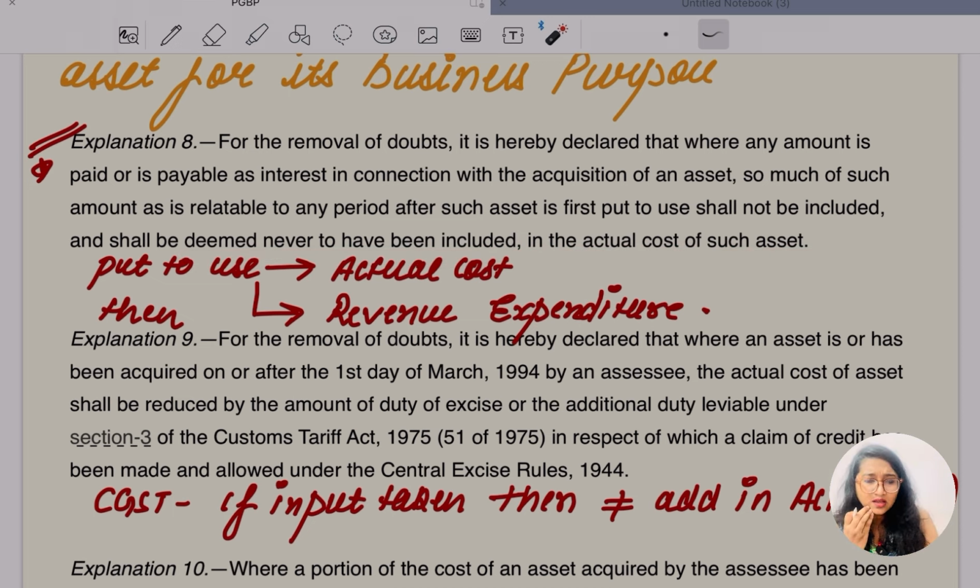Achha, was there something like this? Where the interest till the asset is put to use is going to be actual cost. Okay, but what about after that?